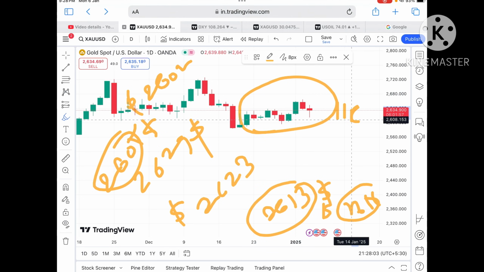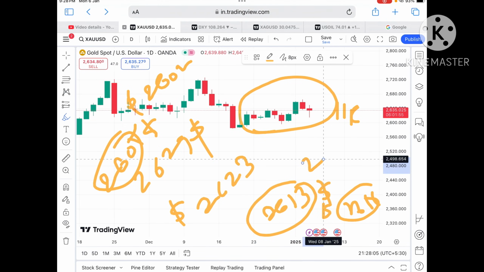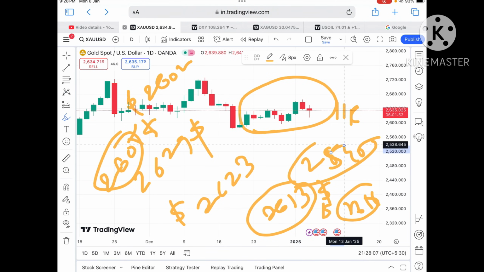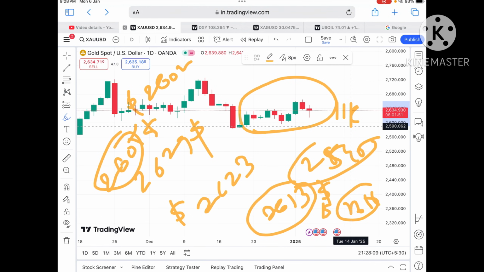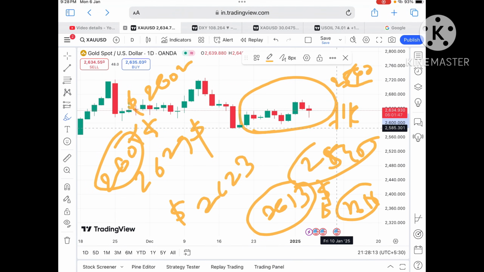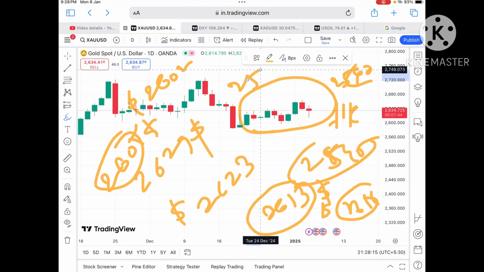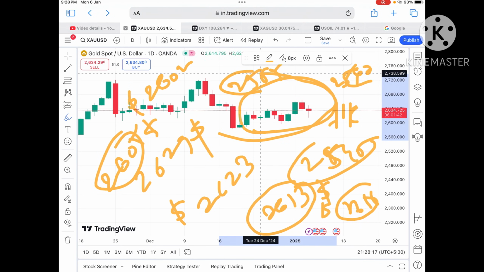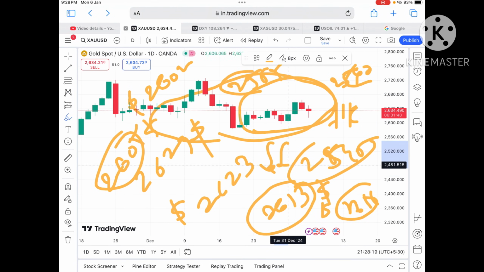Okay, then there will be a zone breakout, so further downfall we can see towards $2595. Once it starts going below 2595, a probability of touching 2590 will be there, and then from there a probability of going towards $2585. Then there will be a zone breakout, so further downfall we can see.